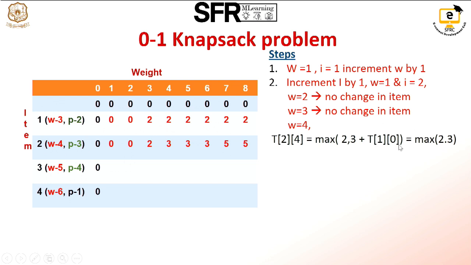This is arrived at by 4 minus 4, that is 0. First row, 0th column, that is this one. So this value we can include. So 3 plus 0 is equal to 3. So the maximum of 2 and 3 is equal to 3. So we have to put 3 in this cell.